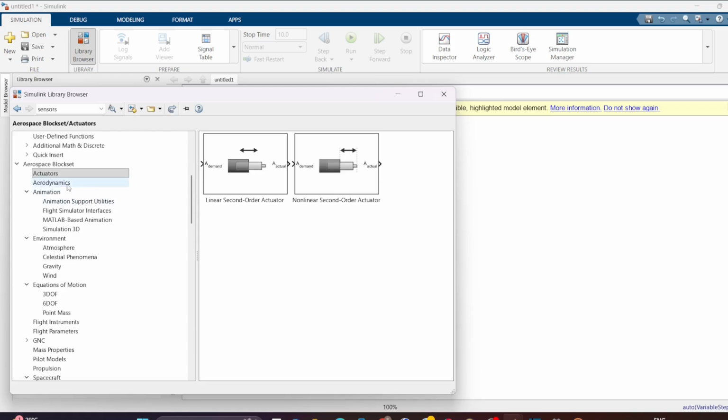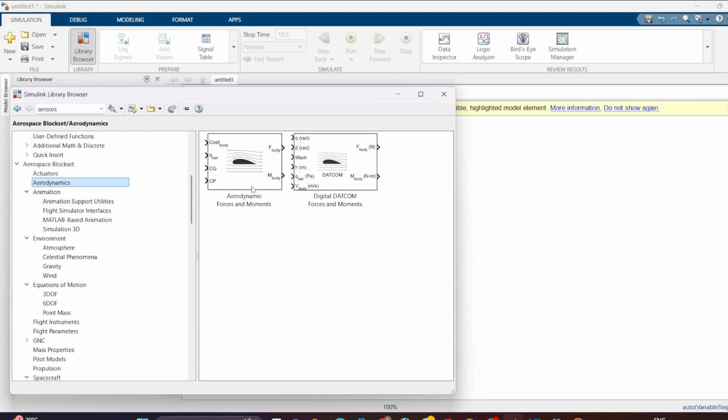Then we have our aerodynamics block. Here you can see there are two blocks. The first one is aerodynamic forces and moments, and the other is digital datcom forces and moments. So what is the aerodynamic block? This block calculates forces acting on the aircraft due to air, such as lift, drag and side forces.